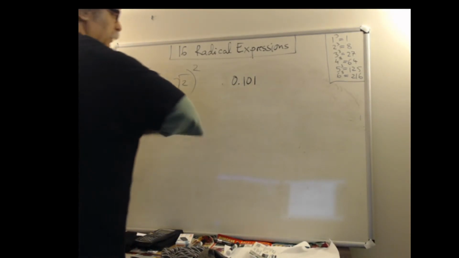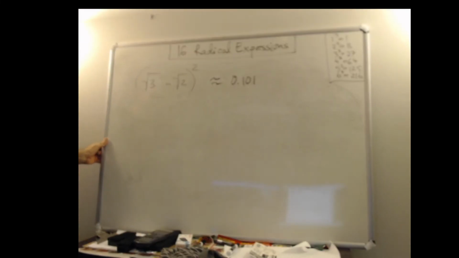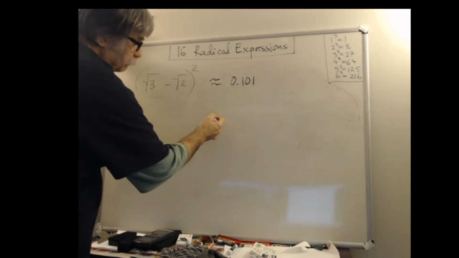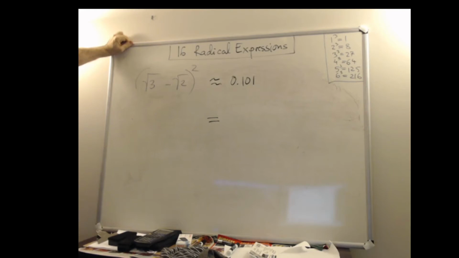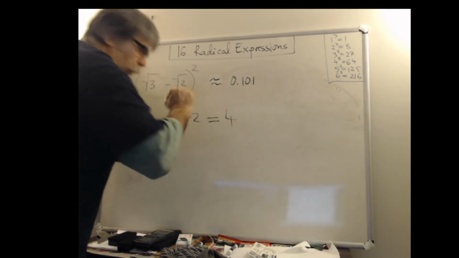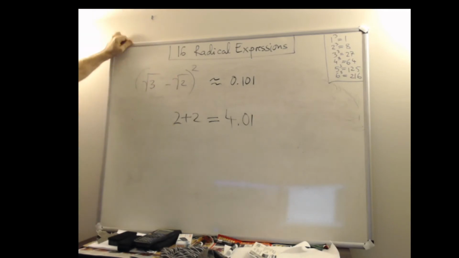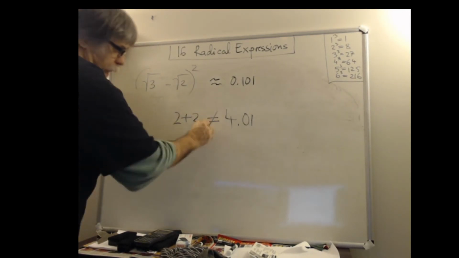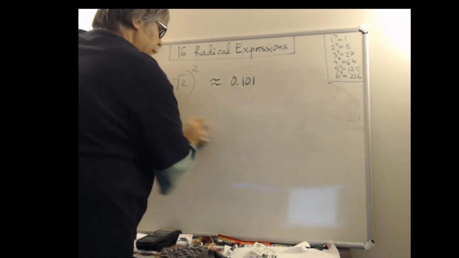This is approximately equal. So when we say this, we mean identically equal. Okay? So you write 2 plus 2, you mean 4. You don't mean 4.01. So again, you gotta remember that.